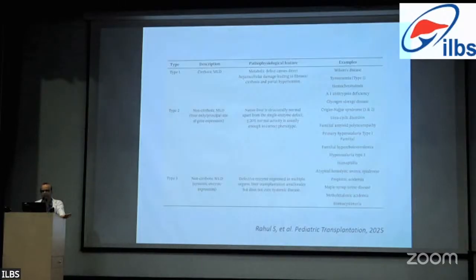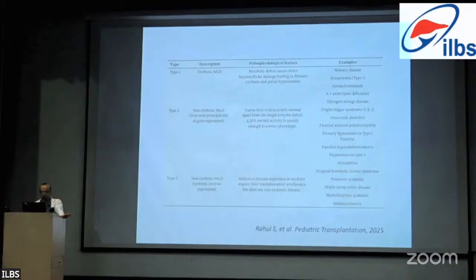Type 2 is non-cirrhotic MLD, with the liver as the only principal site of gene expression. The native liver is structurally normal apart from the single enzyme defect. Less than 20% normal activity is usually enough to correct the phenotype, and this includes Crigler-Najjar, urea cycle disorders, FAP, primary hyperoxaluria type 1, hypercholesterolemia, hemophilia, and atypical hemolytic uremic syndrome.